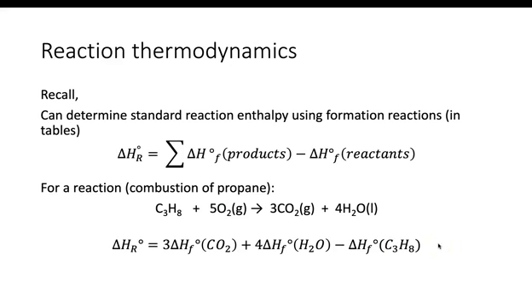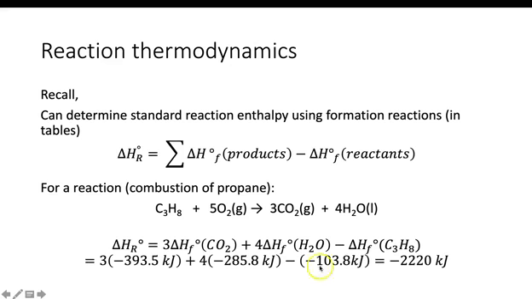And so then we go to a table. I'm not going to show the table, I'm just going to show the values that I looked up. And we found that CO2 is minus 393, water is minus 285, and then we have minus 103 for our propane. And if we add all that up, we end up with minus 2220 kilojoules. And so that would be the enthalpy of that process. That's something you did last semester.